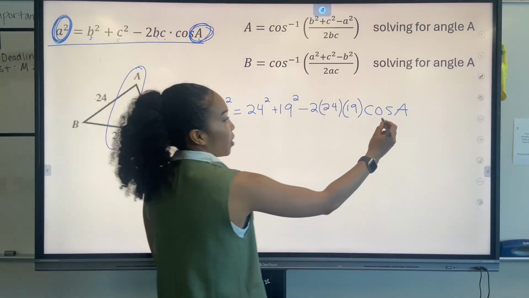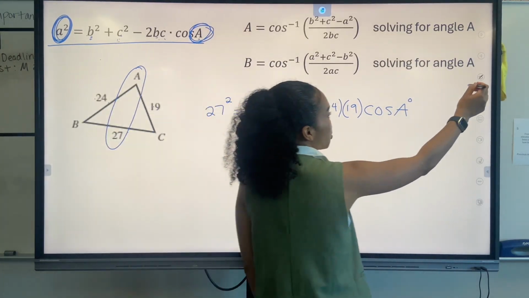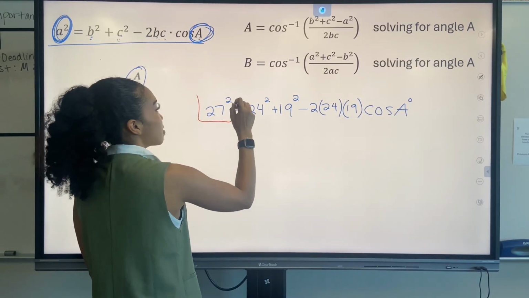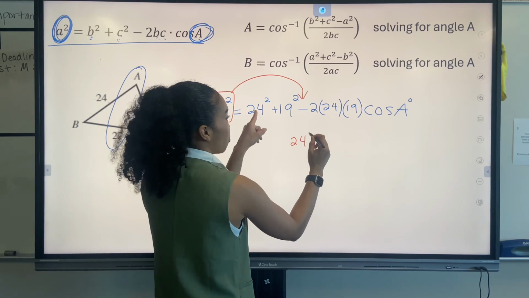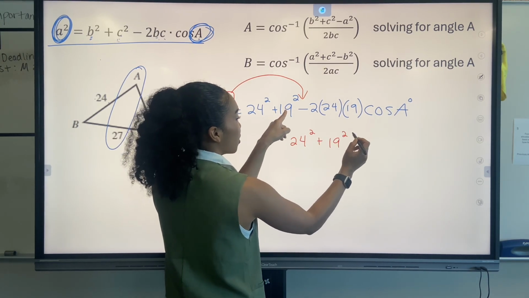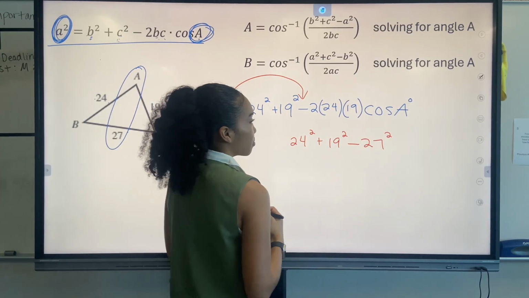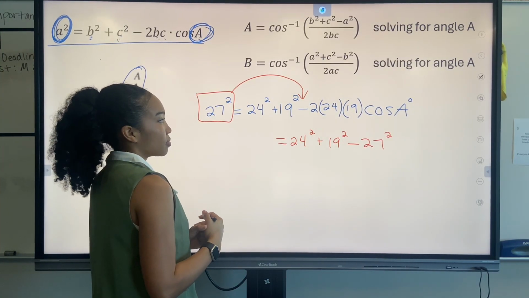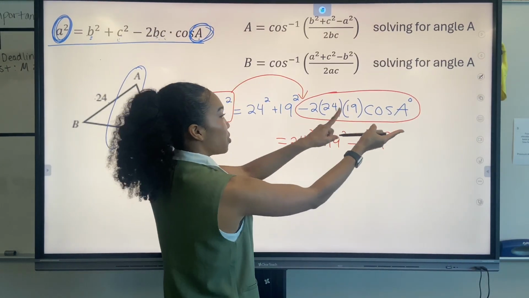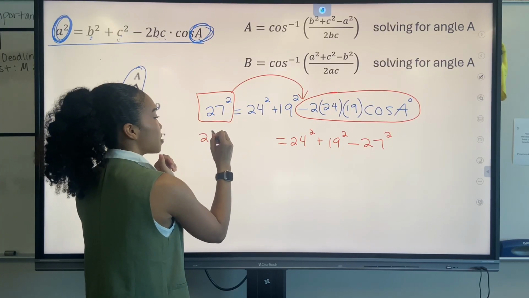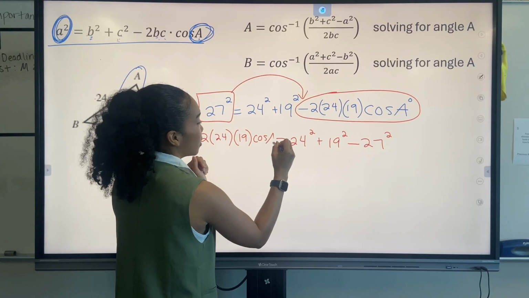You're trying to look for angle A. So we're going to do some algebra. I am going to move this onto this side so that I'll have 24 squared plus 19 squared. When I move the 27 over, it'll be a minus 27 squared. I'm going to move this whole negative group to the other side, making it a positive group. So 2 times 24 times 19 cosine of angle A.